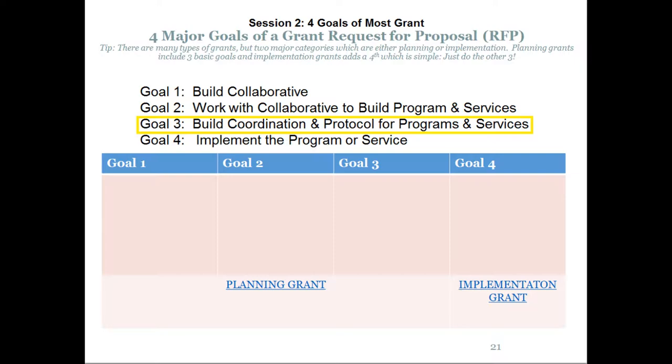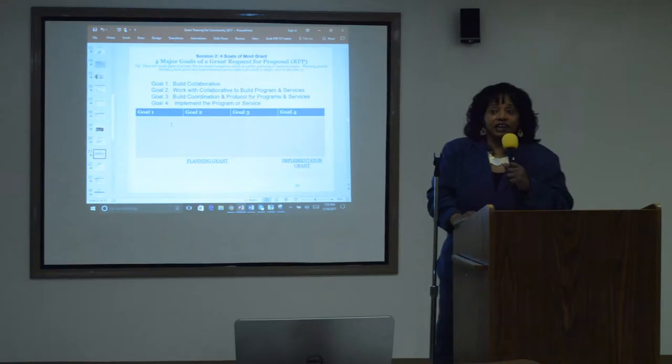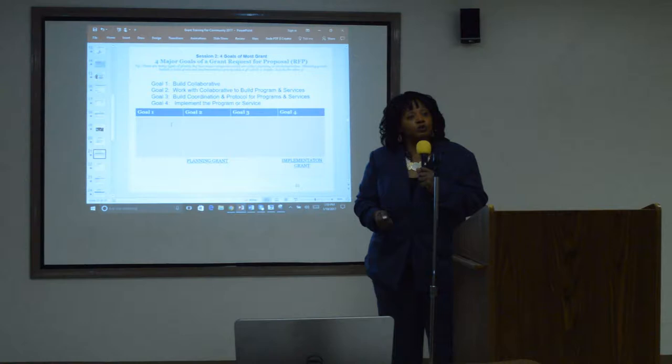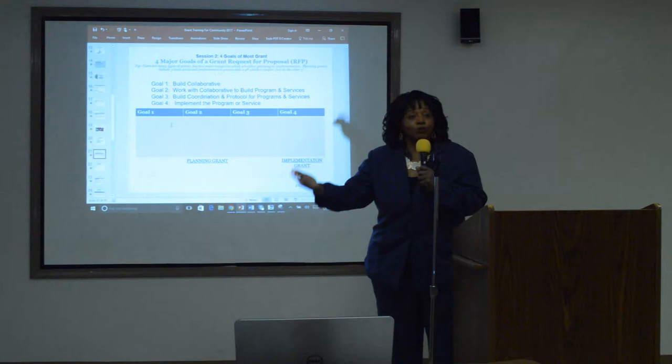Goal 3, build coordination and protocol for your program and services. You're going to do that with the collaborative. Now, the smartest 501c3 or the smartest foundation or charity is the one who knows what they're going to do when they pull the collaborative together. You can't pull the collaborative in and you don't know your mission, you don't know where you're going. So I'm hearing that you all have already gotten those together.